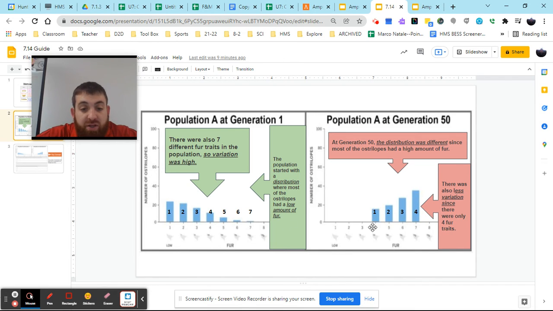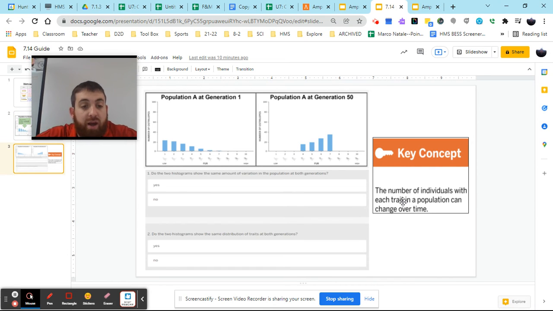We also see that the variations have changed. Here we had 1, 2, 3, 4, 5, 6, 7 different variations. Here we only have 4. So when we look at these two histograms side by side, we can conclude a few things. Number 1, we can look at our key concept here and conclude that the number of individuals with each trait in our population changed. We can see that the traits changed from generation 1 over time when we get to generation 50.